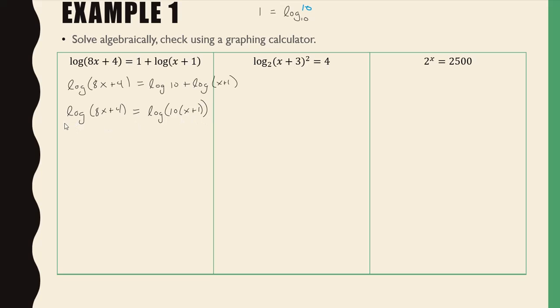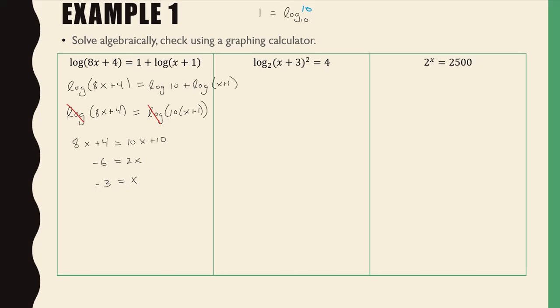And now that both the left side and the right side have the same logarithm with the same base, we can cancel out those logs, and we're left with 8x + 4 equals, I'll do the distributive property right away, so you get 10x + 10. And I'll subtract 8x from both sides, so I get 2x, and then I will subtract 10 from both sides, so you get negative 6. Divide both sides by 2, so you get x is equal to negative 3.